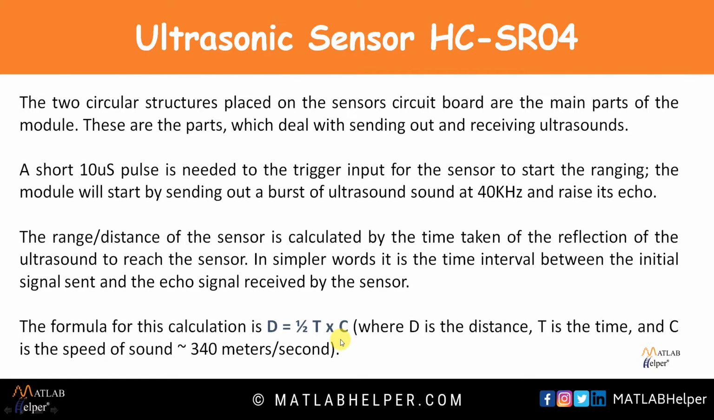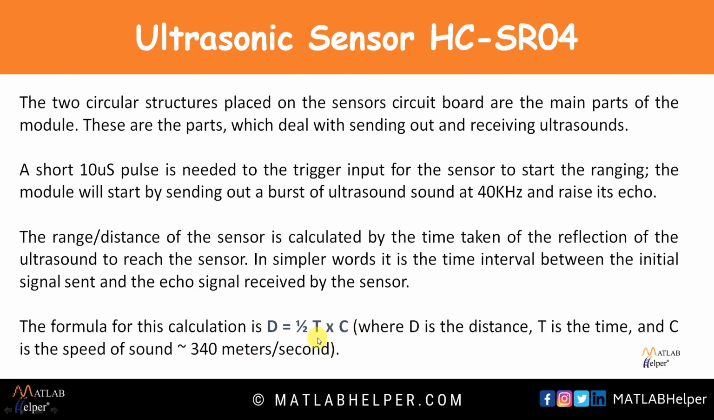How can we calculate the distance? Basically, the ultrasonic sensor first measures the time taken for the reflected signal to reach the sensor. So the formula for its calculation is d is equal to half t into c, where d is the distance, t is the time, and c is the speed of sound in air, that is around 340 meters per second.